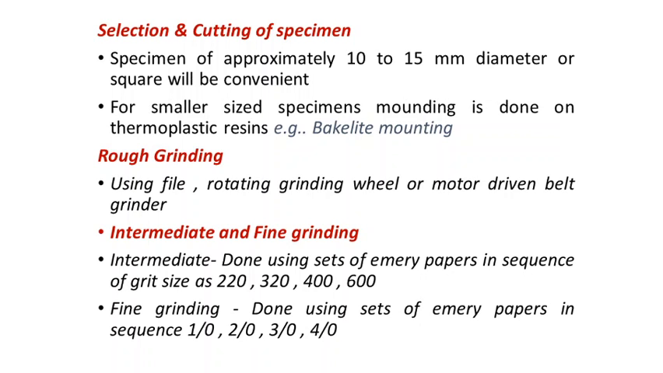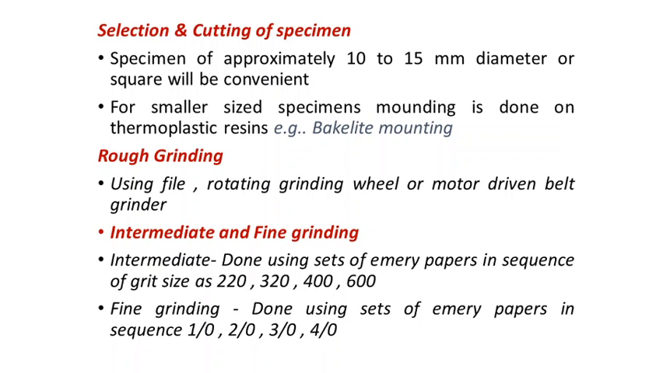Initially we will be using a coarser grit size paper, then it is followed by finer sizes. A sequence of grit sizes is mentioned: 220 grade, 320 grade, 400, 600. As we increase the order of these grit numbers, we get a finer grade or finer grain size of the emery sheets. So when we proceed from 220 to 600, we have a very small-sized emery, and we get a finer surface on our specimen.